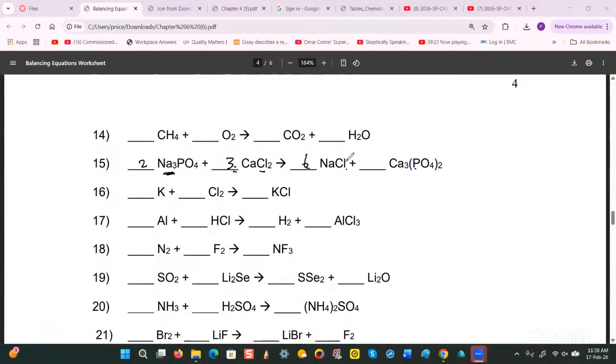So usually it's a combustion reaction. A combustion reaction.